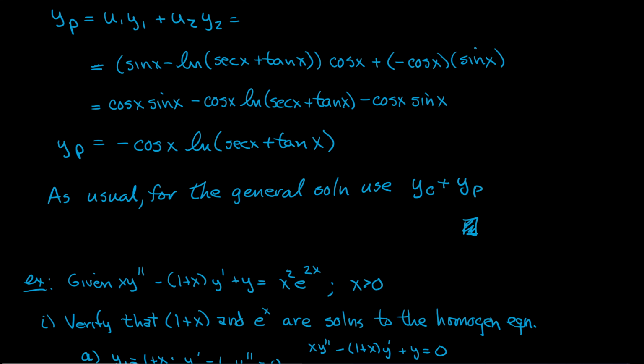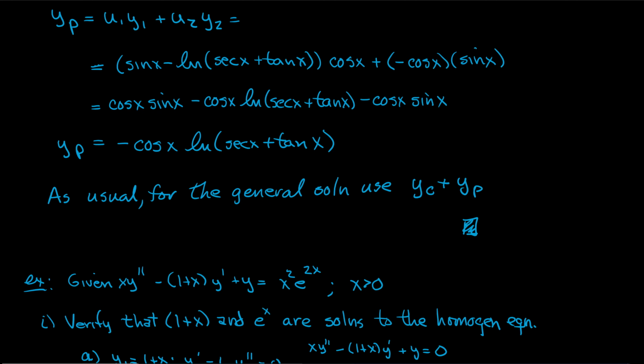Now, one of the things to notice here is if I multiply stuff out, I'm going to wind up taking this cosine and distribute it times each of these terms. And I'm going to get a cosine x sine of x minus cosine x natural log of all that stuff. And then over here on the right-hand side, I have minus cosine x sine x. These two will subtract off, leaving us with the negative cosine x natural log secant x plus tangent x.